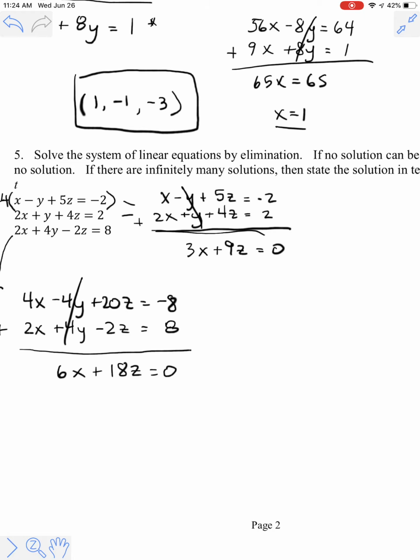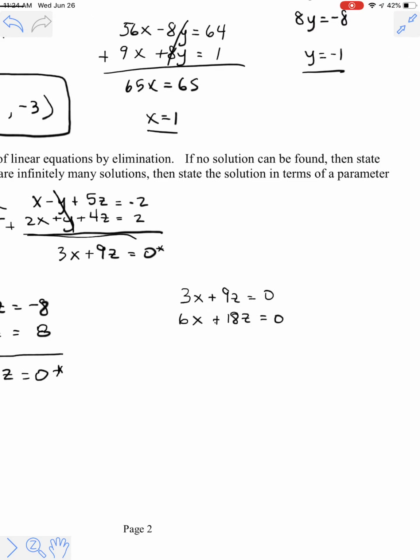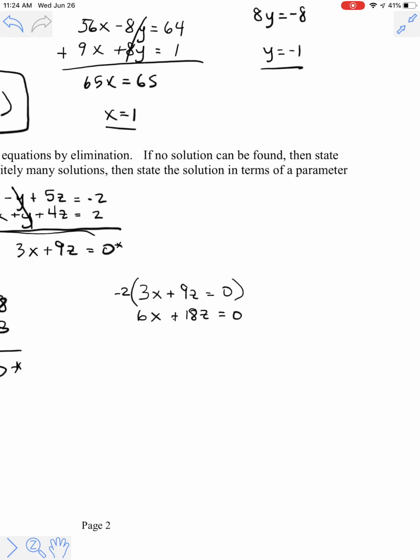So now, as with the last problem, I take these equations and create a smaller system of equations that only have 2 variables. So if I wanted to try to eliminate one of these variables, I can multiply by negative 2, like this. And if I use the elimination method, what happens is we get a statement of 0 equals 0.